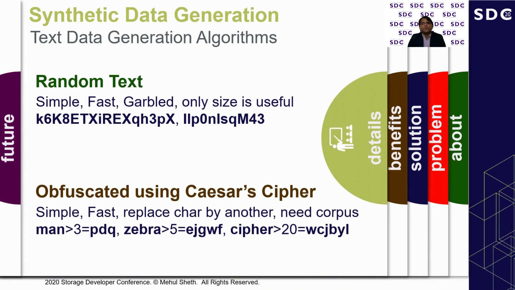Next, I explored obfuscation using Caesar cipher. This is also very simple and fast. However, you will need a corpus set, that is, a bag of a lot of words of different lengths. For example, if you want a word with 3 characters and from your bag of words you select man, then you shift each character by a number, say 3, then man becomes PDQ. Similarly, zebra becomes EJGWF with a shift of 5.